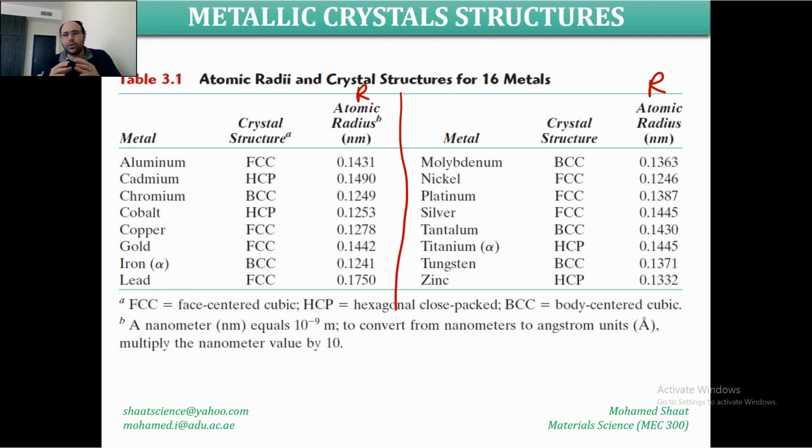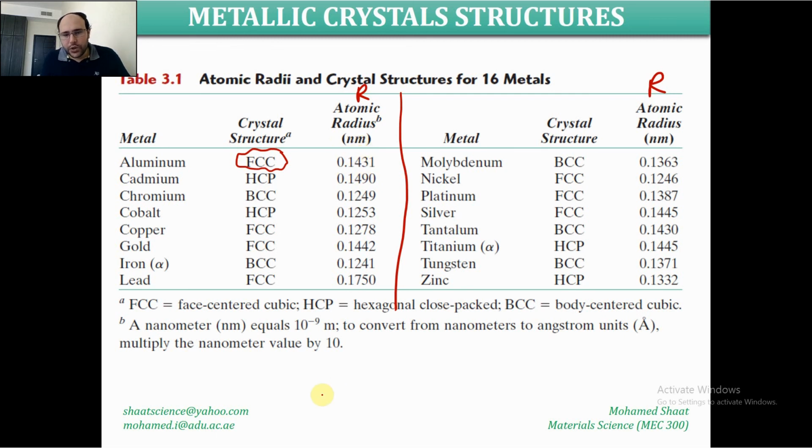So this depends not just on the material type, it is not just the element type or the atom type, it is also the way of arranging these atoms. You're going to end up with different properties. For example, aluminum is commonly known to have an FCC crystal structure. So its atomic radius has a value of 0.1431 in nanometers.